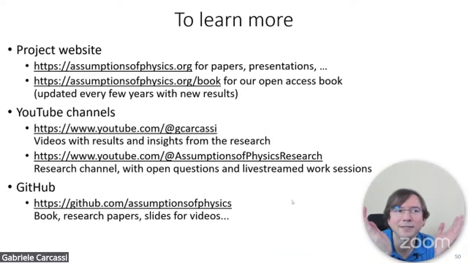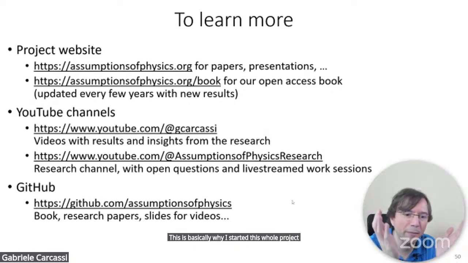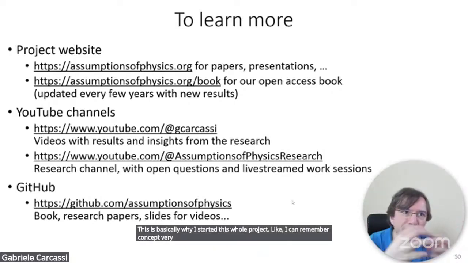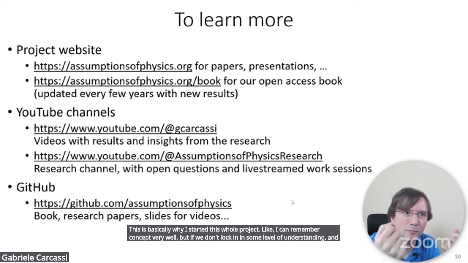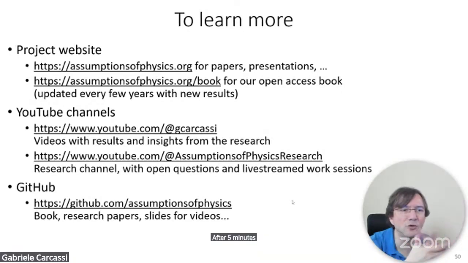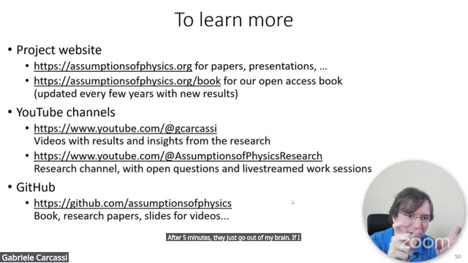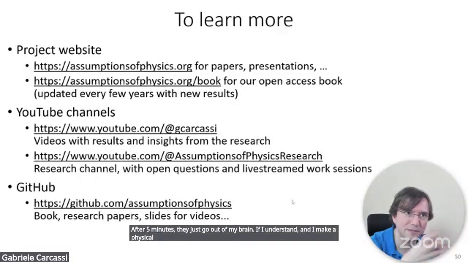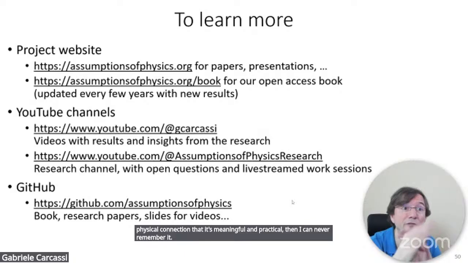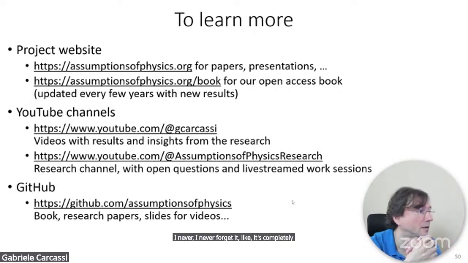This is basically why I started this whole project. I can remember concepts very well, but if they don't lock in some level of understanding and they're just mathematical symbols, after 5 minutes they just go out of my brain. If I understand and I make a physical connection that it's meaningful and practical, then I never forget it. It's completely built in my brain.